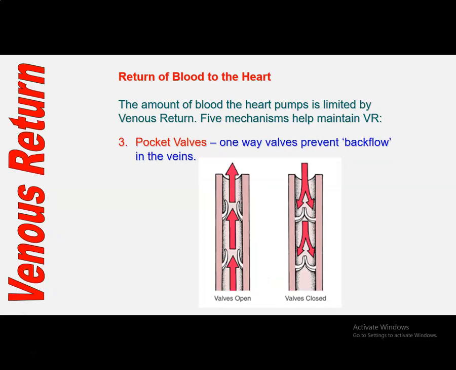Next one, pocket valves. So pocket valves are one-way valves that prevent the backflow of blood, and these are found in the veins. We should know by now, by learning about the tricuspid and bicuspid valves, that the function of a valve is to prevent the backflow of blood. In our veins, we have pocket valves.